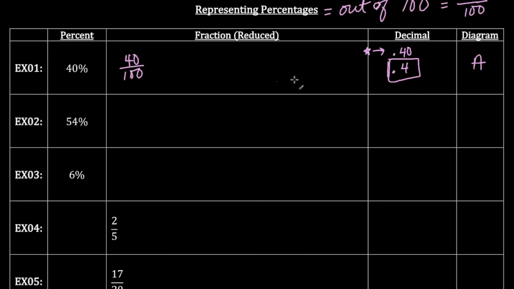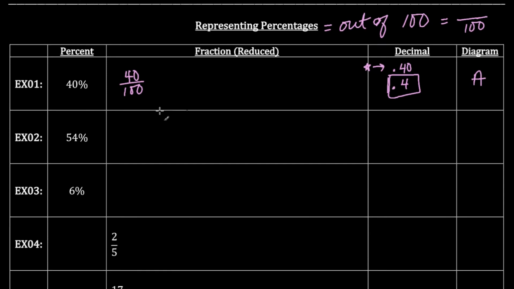Now, before we move on, one thing I want you to get in the practice of is reducing these fractions, because they're not simplified. So 4 goes into each one of these numbers. So 40 divided by 4 is 10. 100 divided by 4 is 25. Okay. I can divide each of these by 5. So 10 divided by 5 is 2. 25 divided by 5 is 5.